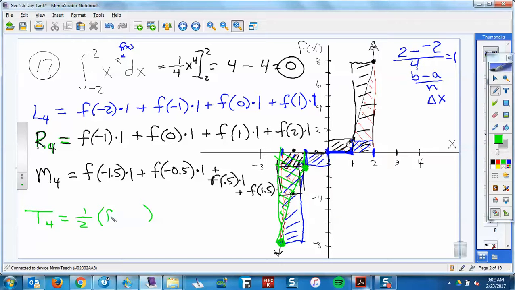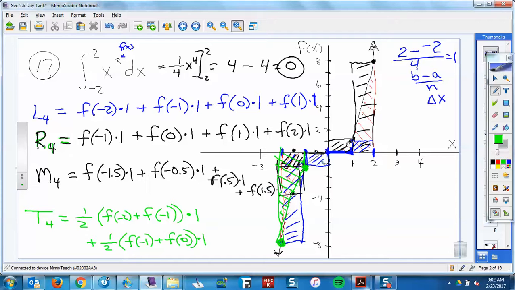Okay, so what is it? It's 1/2 F of -2 plus, I didn't make enough room, f of -1 times, what's our width? Still 1. Plus, what's the next trapezoid? 1/2 f of -1 plus f of 0, and then all times 1.